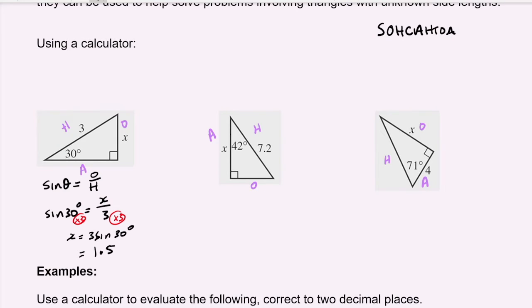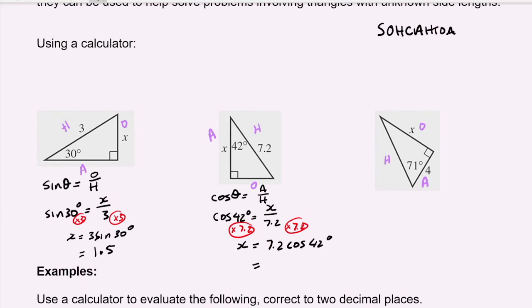Okay, so same idea all the way along, only this next one we're going to use cosine because we have the adjacent side to our angle of reference. So we have A over H this time. Then it's cos 42 degrees, x over 7.2. Again, going back to some algebra skills. Multiply both sides by 7.2. That gives me x equals 7.2 cos 42.